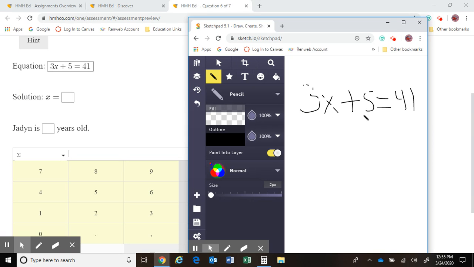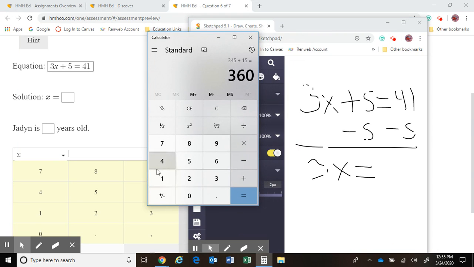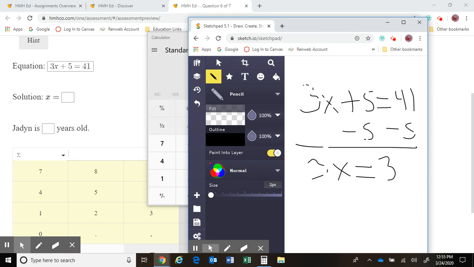What do I need to do? Subtract 5. Do the opposite operation. Subtract 5 from both sides. All right. 3x equals, what's 41 minus 5? Okay. Well, let's see. 41 minus 5, that's 36. Okay, 36. And then I need to divide by the coefficient of x. So I'm going to divide by 3.